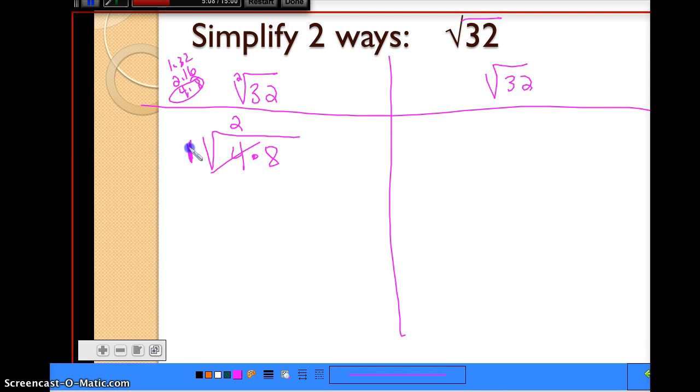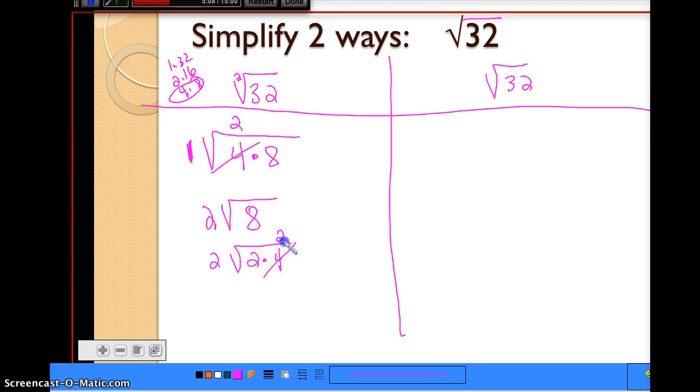In this case, it's an imaginary 1. So we get 2 times 1 is 2, and 8 is still in there. Now you have to ask yourself, is 8 fully simplified? In other words, can I break it down again? 1 times 8 doesn't help, but what about 2 times 4? 2 times 4 gives me 8, and 4 is a perfect square. So I have to simplify it again.